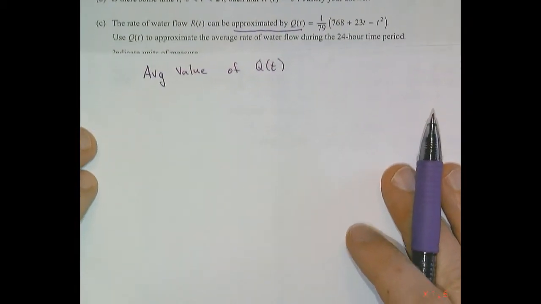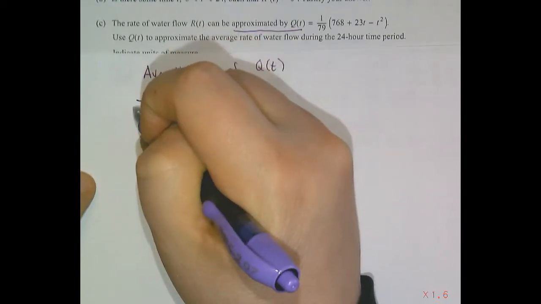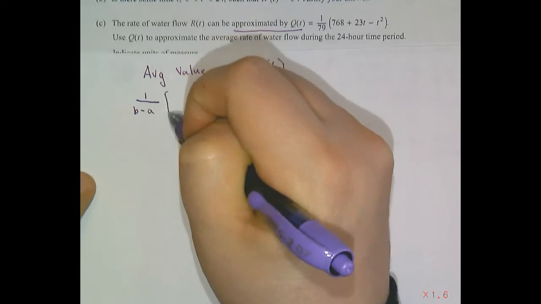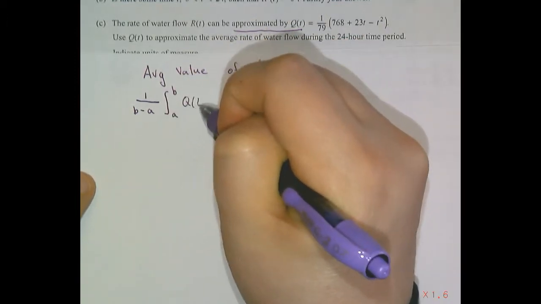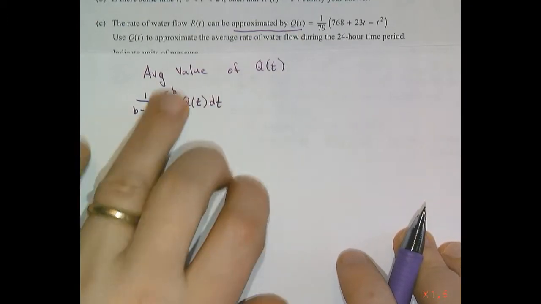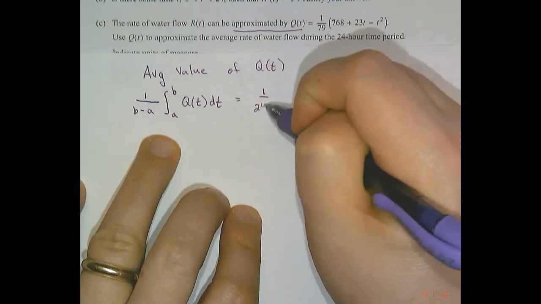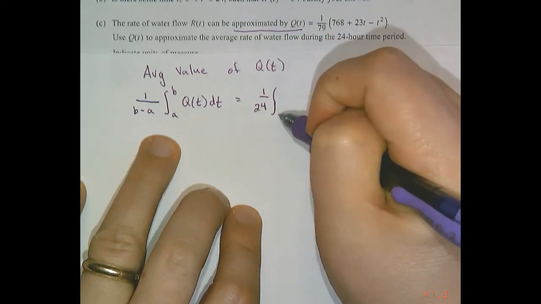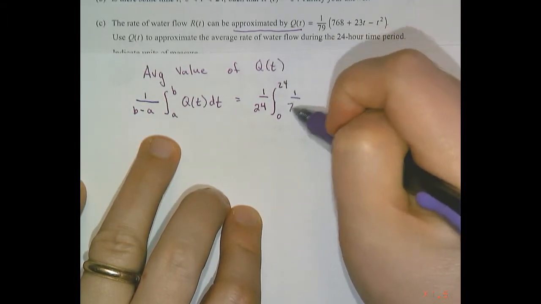This is an average function value question. So we know the average function value can be written as 1 over b minus a, integral from a to b, of the function that we are calculating the average value of. So for us, we will have 1/24 times the integral from 0 to 24 of Q of t.